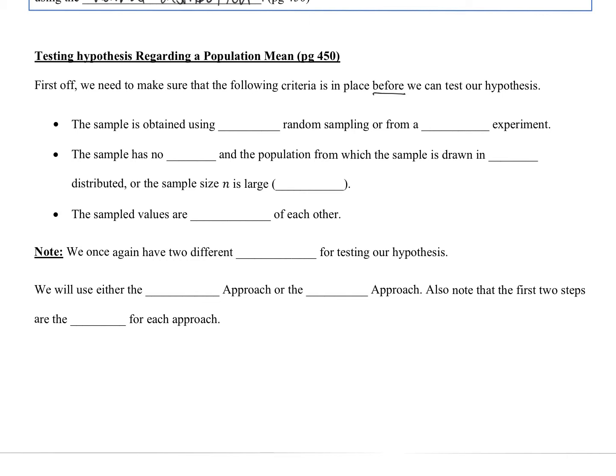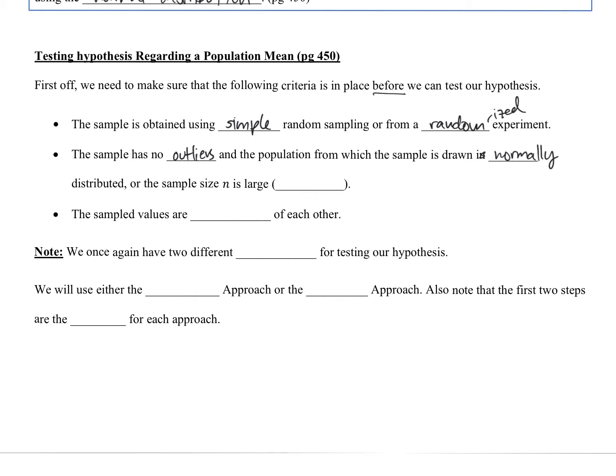First, the sample is obtained using simple random sampling or from a randomized experiment. That should be randomized. And then, the sample has no outliers. And the population from which the sample is drawn is normally distributed, or the sample size n is large.